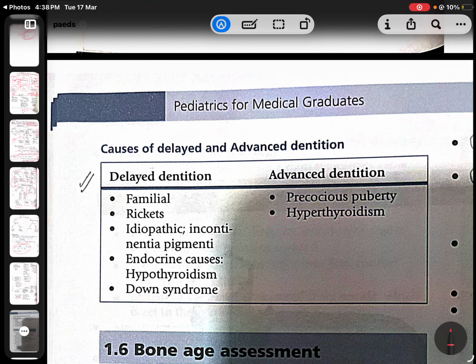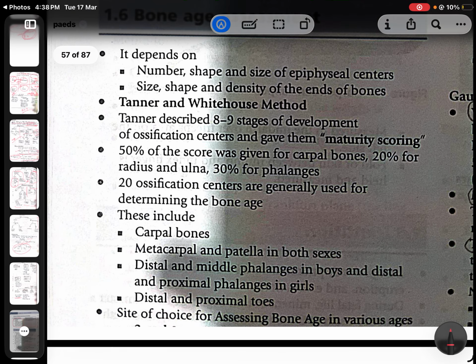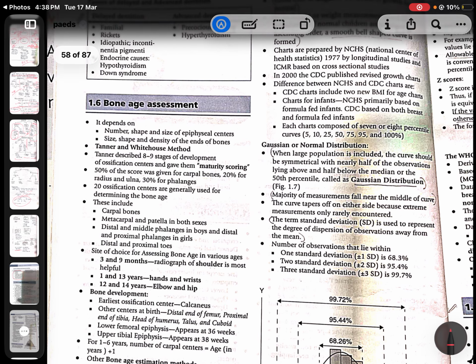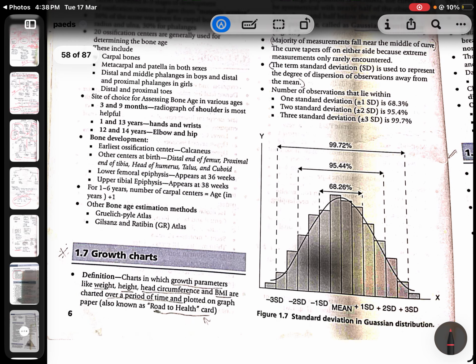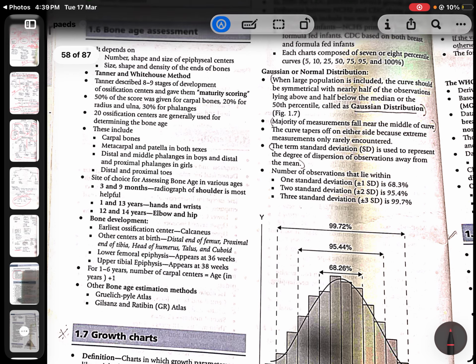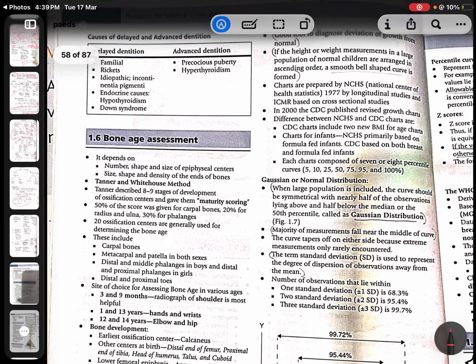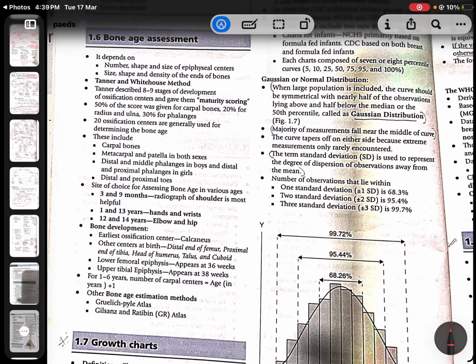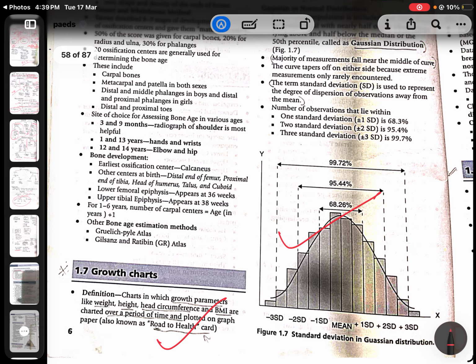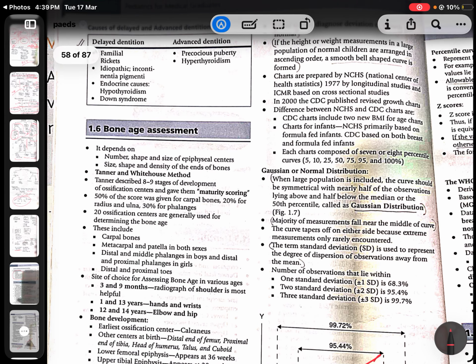And again, causes of delayed dentition is something they ask, like physiological and pathological. These are the major things which you need to mention. Okay. Again, the growth chart itself is a 5-marker question, but I was a little confused about what to write for a 5-marker. So I just gave what is there in the book itself, so that you can present it accordingly based on what you feel is important. For me, what is important is the definition, the chart, and how to go about it. Okay.